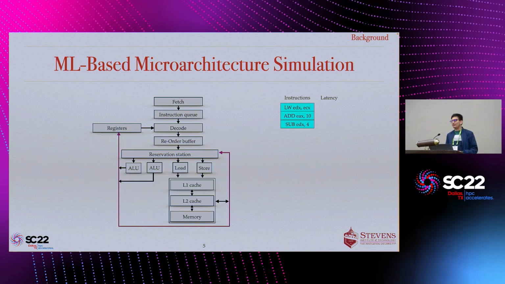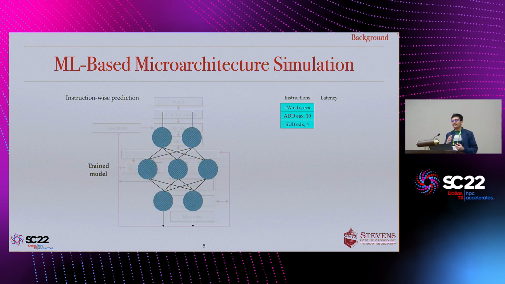Now let's move on to ML-based microarchitecture simulation. For ML-based microarchitecture simulation, we replace the highly irregular software model with a trained machine learning model. Instead of doing cycle-accurate prediction, we perform instruction-wise prediction. We can sequentially go through all of these instructions and do single-shot prediction.